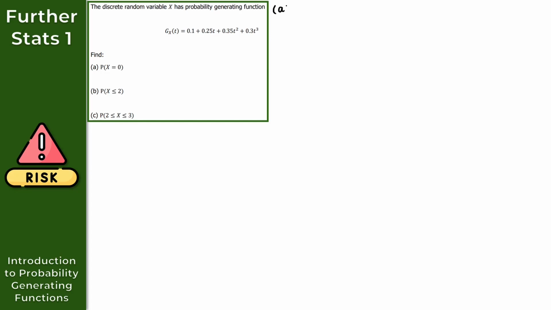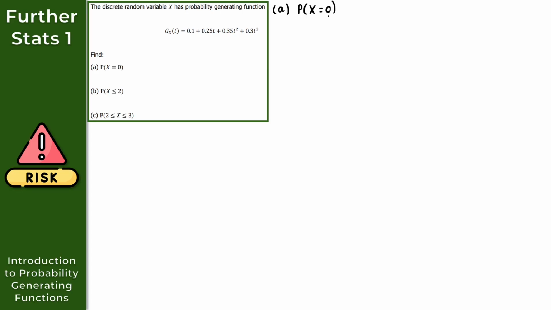So for part A then, we're looking for the probability that our random variable x here is equal to 0. Now there's two ways to do this really. The first way would be to use the fact that we can express this PGF here in the form of a probability distribution. So if we express that probability distribution as a table, finding probabilities is nice and straightforward. The other way to find these probabilities here, so for A, B, and C, would be to use the fact that the coefficients here correspond to probabilities. And that's the method that I'm going to use here for this question.